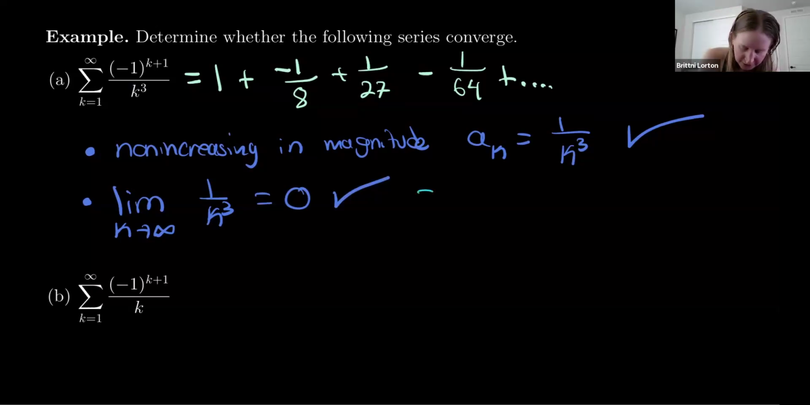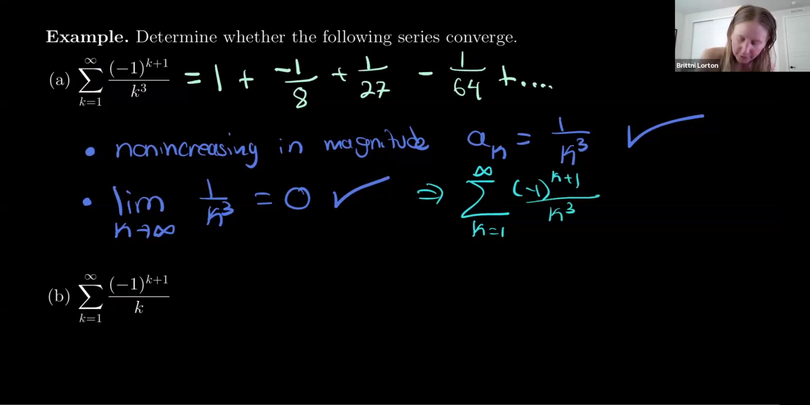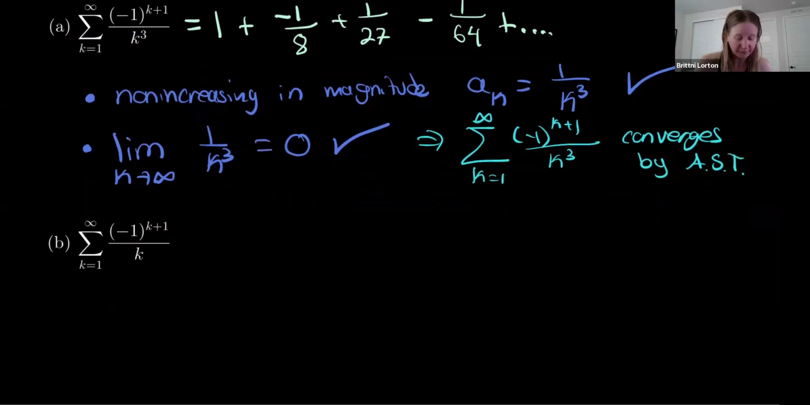So my conclusion is, therefore, the alternating series, the sum from k equals 1 to infinity of -1 to the k plus 1 over k cubed definitely converges by the alternating series test because it passed both of those bullet points. Okay, let's do another one. All right, so same thing for this next one.